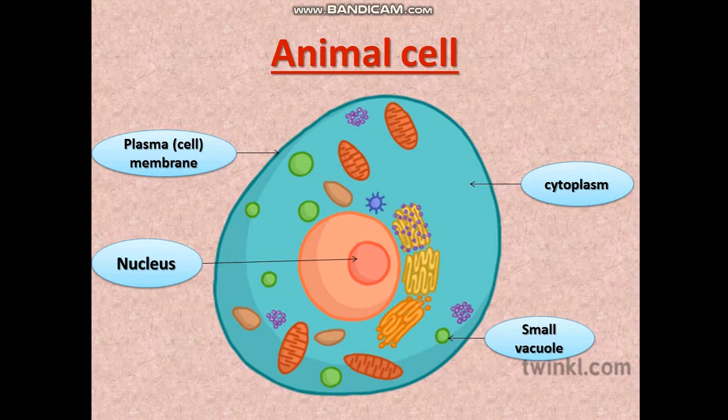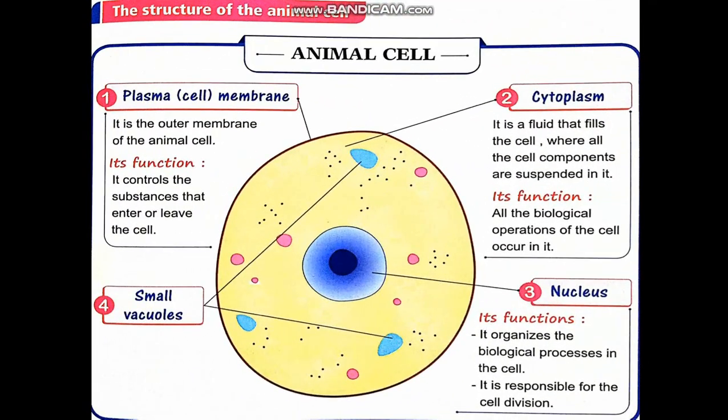Let's start with the function of each structure. Plasma membrane here is the outer membrane. But the outer membrane in plant cell was, great, the cell wall. So the outer membrane in the animal cell is, yes, the plasma membrane or cell membrane. Its function, as in plant cell, is that it controls the substances that enter or leave the cell.